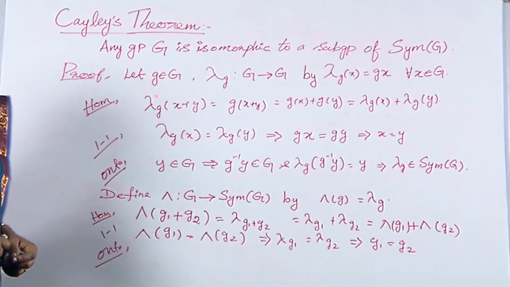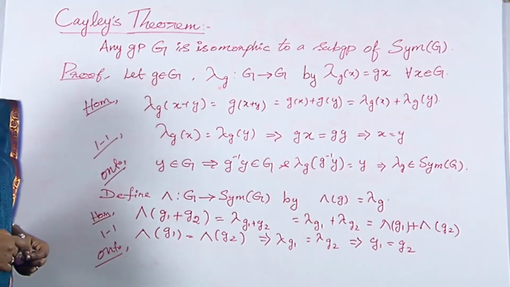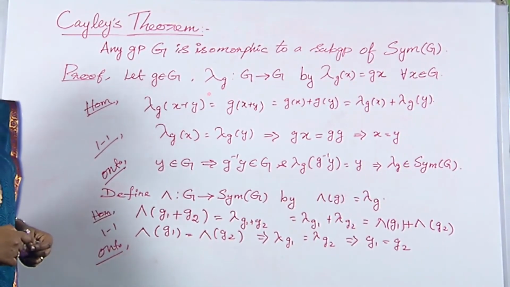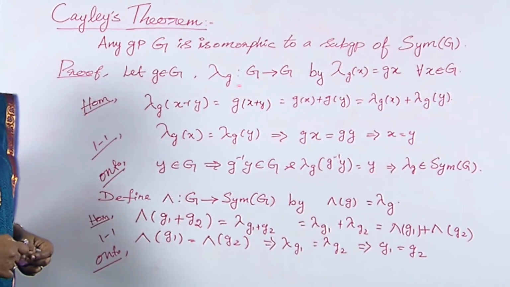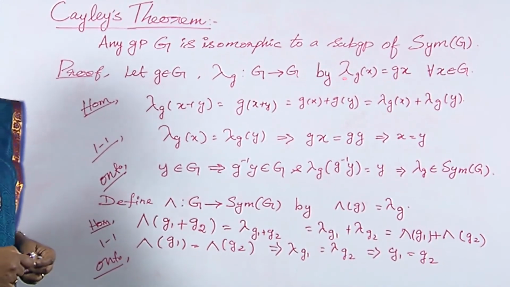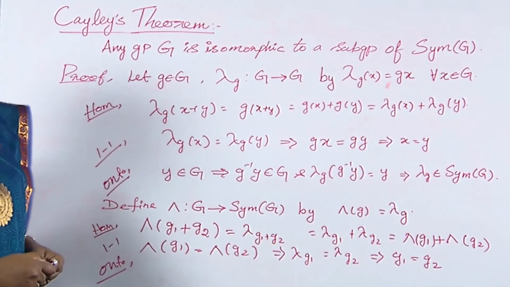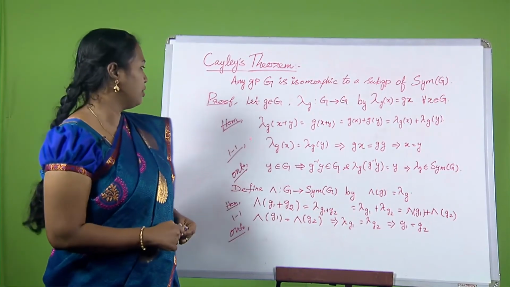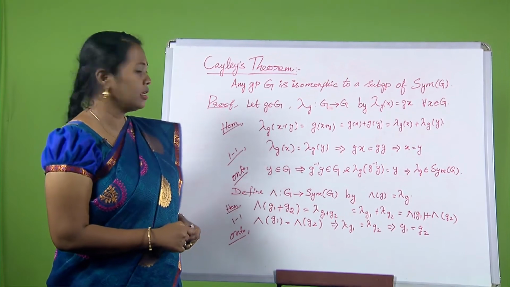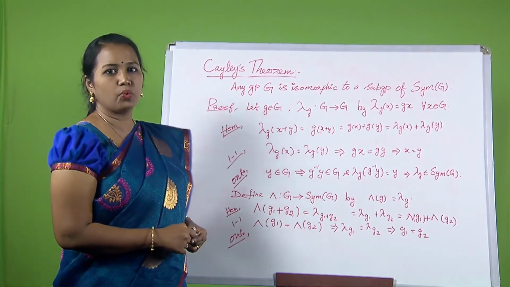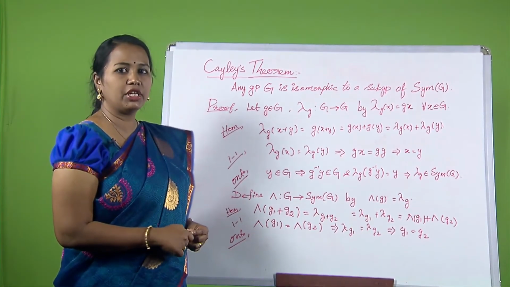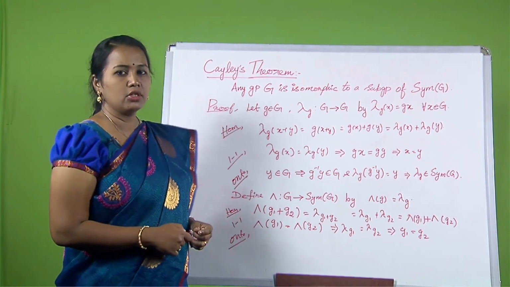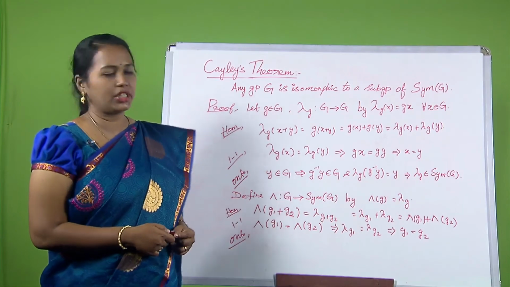Let us take an element g belonging to G and we define a mapping lambda_g from the group G to G by lambda_g(x) = gx, so g times x, for all x belonging to G. Now, this is a well-defined mapping because if we take x equal to y, then gx is equal to gy, so that lambda_g(x) is equal to lambda_g(y). We shall now show that lambda_g is one-to-one.